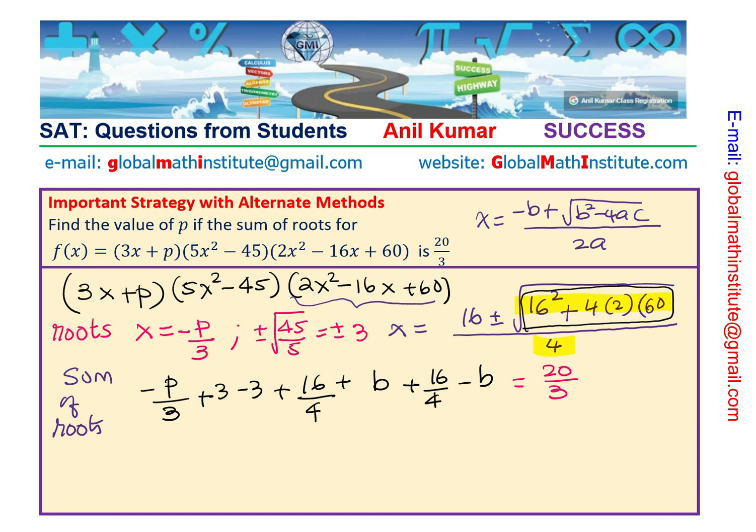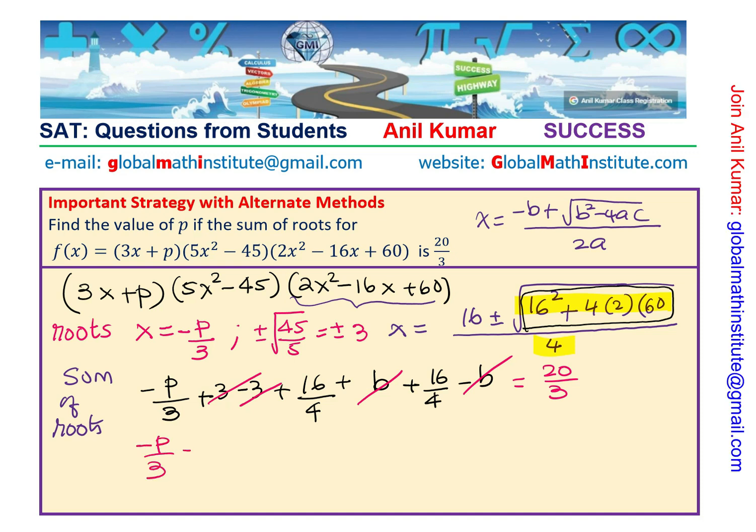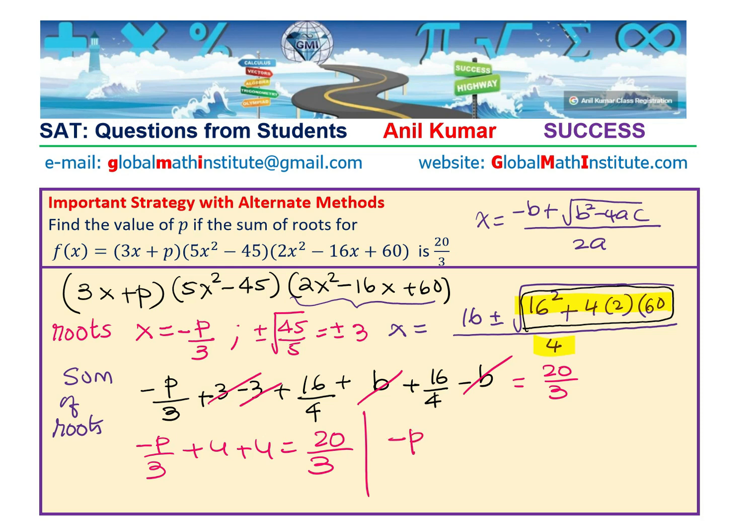So, as you can see, when you add, they get subtracted. This also gets cancelled, right? So we are left with minus p by 3 plus 4, then again plus 4, equals 20 by 3, correct? So this 20 by 3 and p by 3, and here we got plus 4 as 8. So we can multiply by 3, you get minus p plus 8 times 3, 24, equals 20. And taking p to the other side, we get 24 minus 20, which is 4. So we get the value of p as 4.